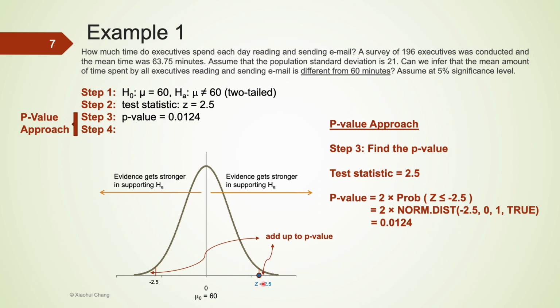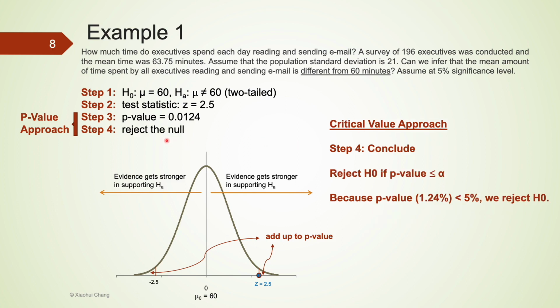2. Using the norm.dist function, we find one corner is 0.0062. The p-value is 2 times that, so that's 0.0124. For a quick recap of norm.dist and norm.inv Excel functions, please click on the video linked in the upper right corner of this screen.